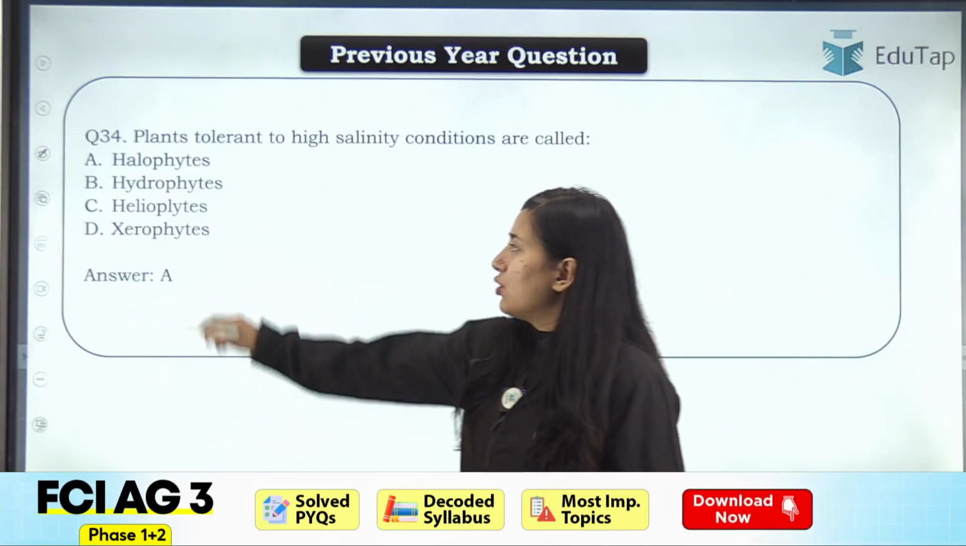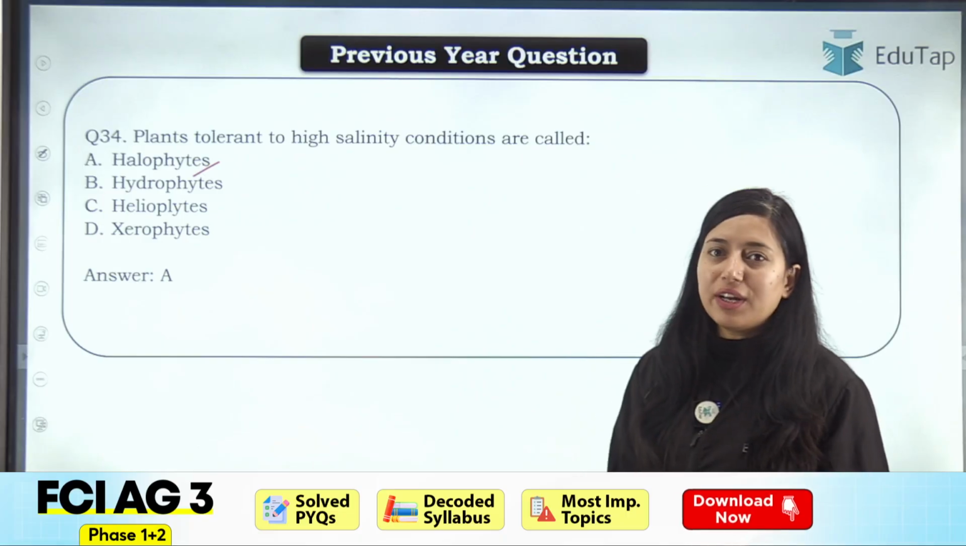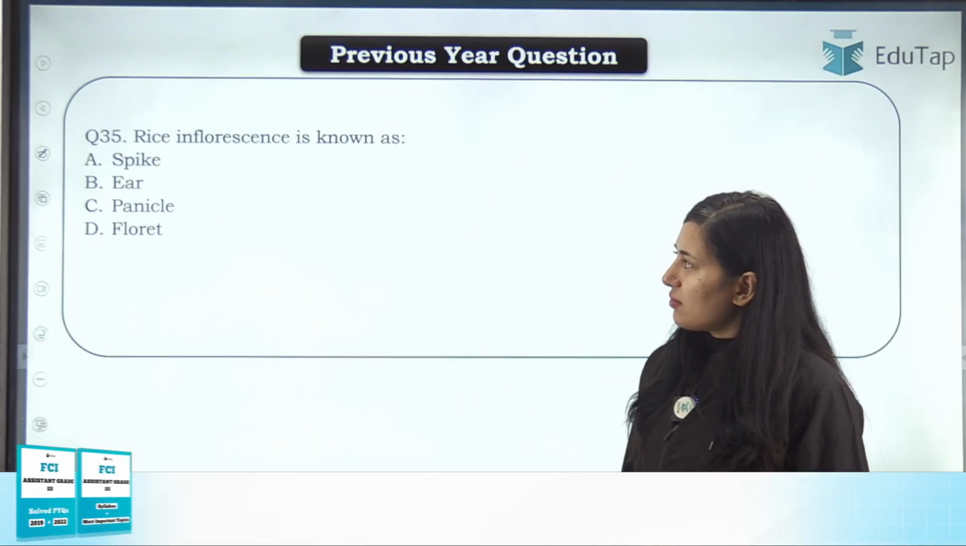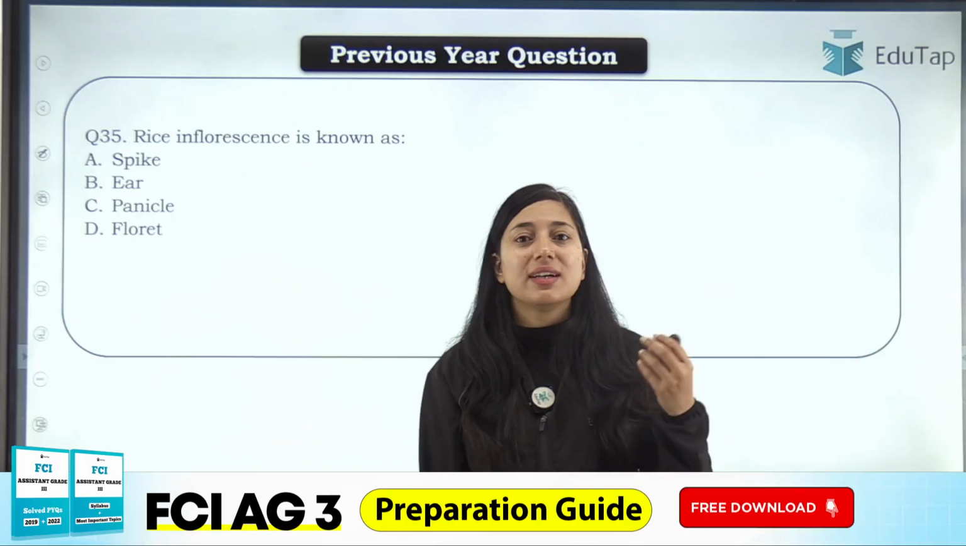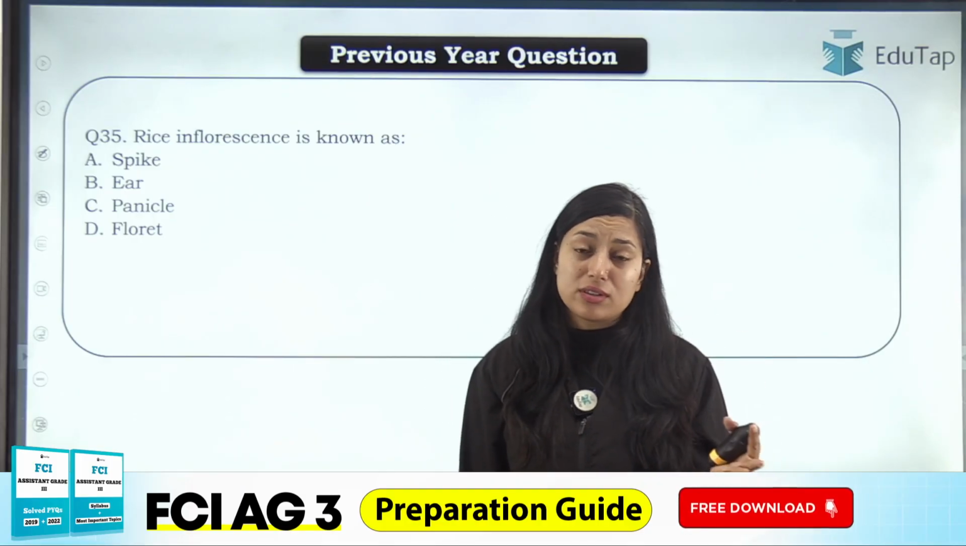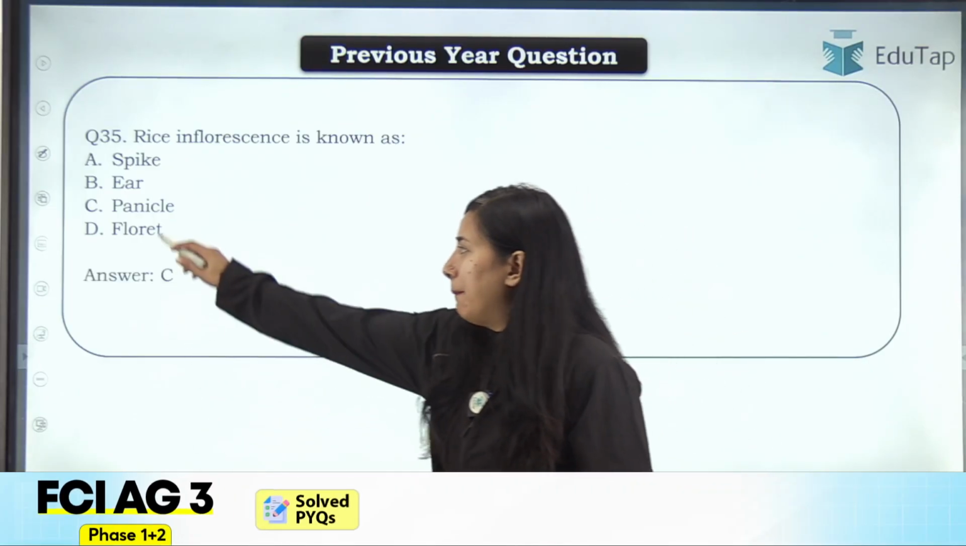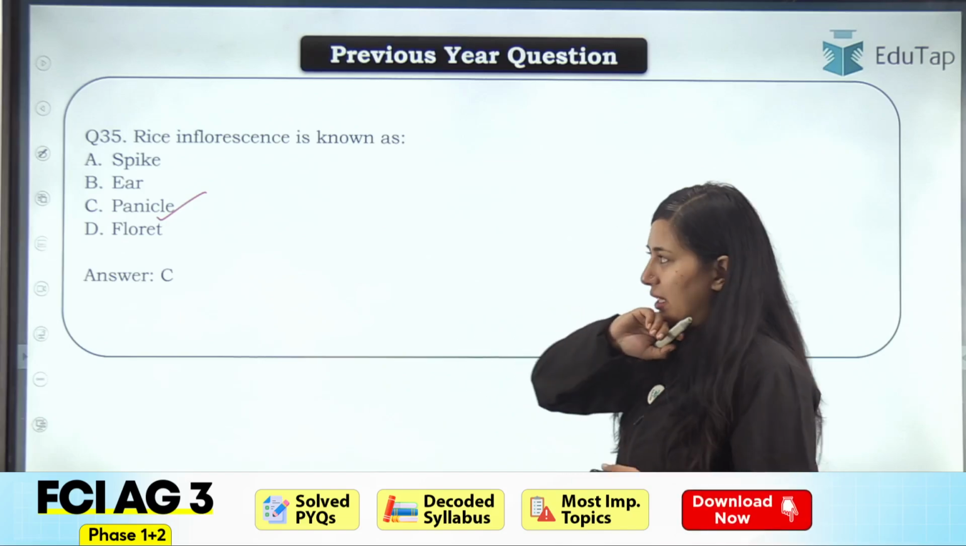So that is your halophytes. That is called your halophytes. Okay. Now, rice inflorescence is known as? So what is the rice inflorescence called? It is known as panicle. Okay, it is called panicle.